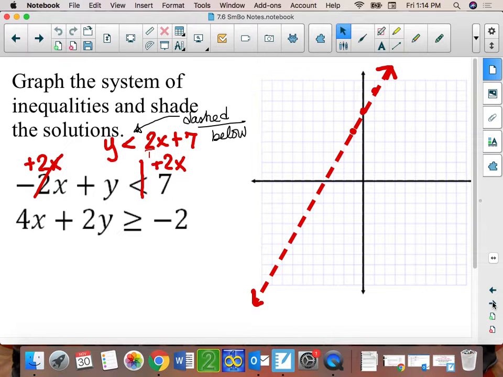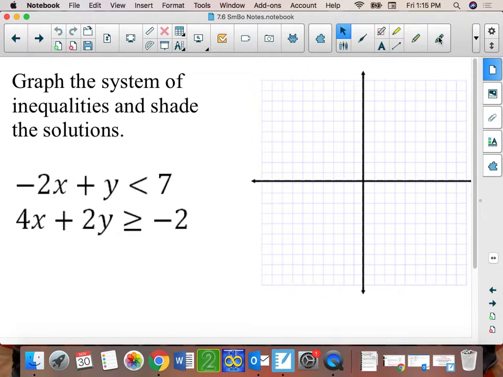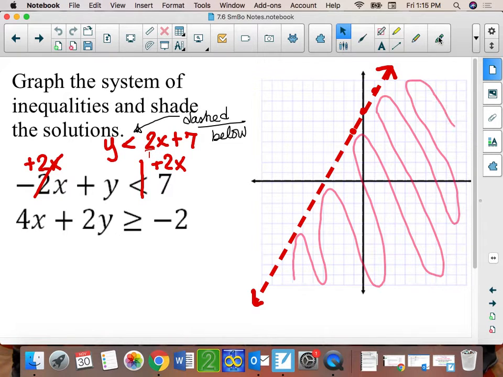So again, I want to go to where my line is crossing the y-axis, which is right here. Okay, let's try that again. So I'm going to where my line crosses the y-axis, and I want to shade below. So I'm shading on this side of the line. So just very lightly, I'm going to shade on this side of that line. And then I'm going to do my second line.